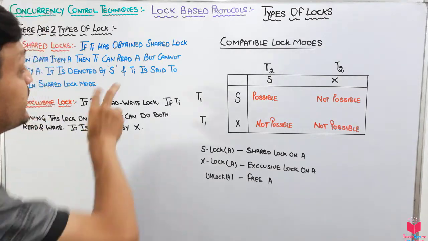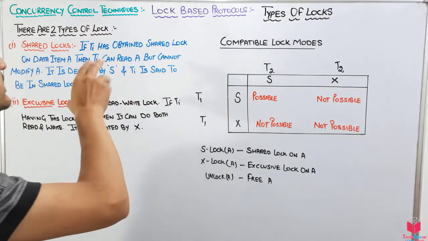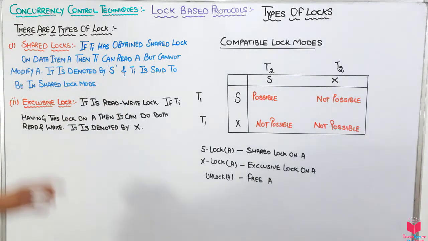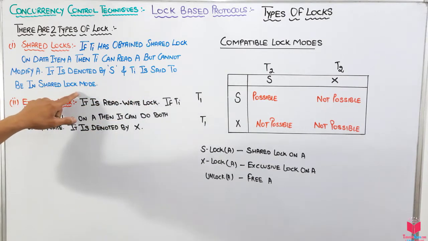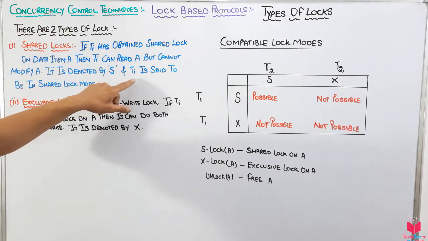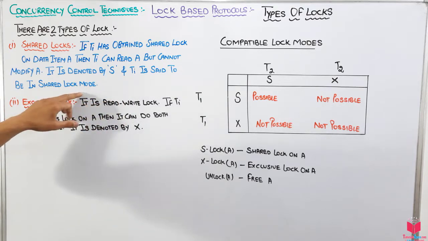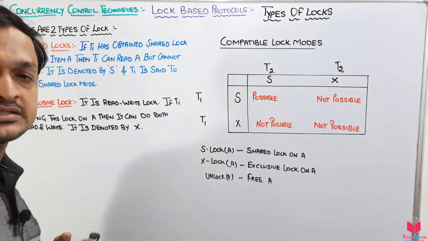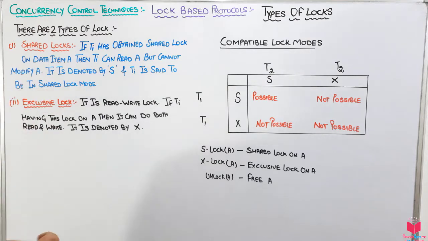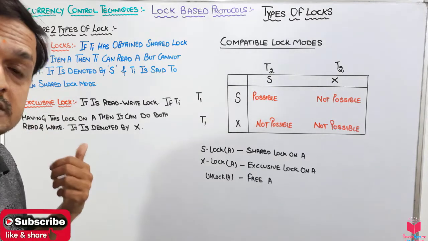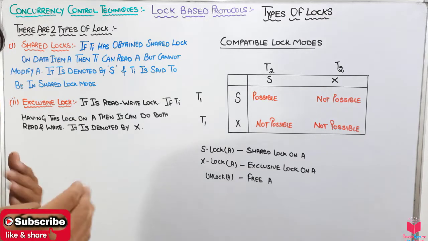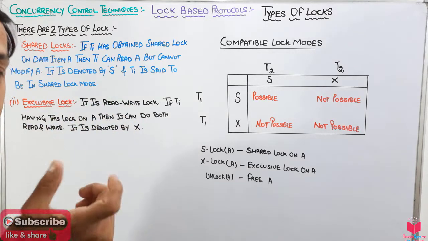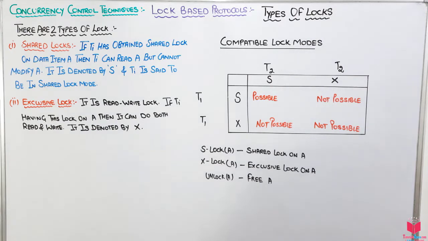So that is a read only mode. It is denoted by S, and Ti is said to be in shared lock mode. If one transaction is using this shared lock, other transactions can also use the shared lock because it is read only. So there is no problem if two or three or more transactions are reading the same variable at the same time.